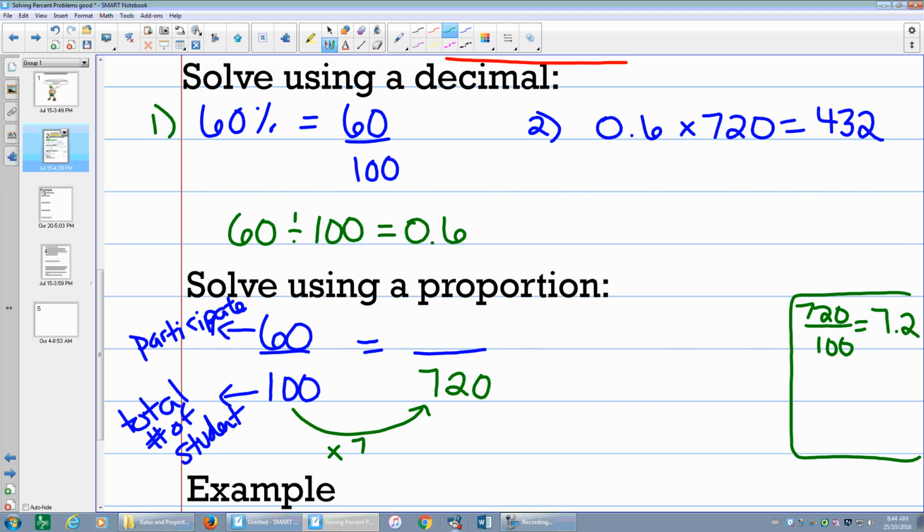So 100 times 7.2 gives me 720. Because I multiplied by 7.2 on the bottom, I have to multiply by 7.2 on the top. So when I multiply 60 times 7.2, look what I get again, 432 students. There are 3 different ways you could have solved this problem: using a fraction, using a decimal, and using proportions. You can choose which method you like to use and go with it. That's totally okay.